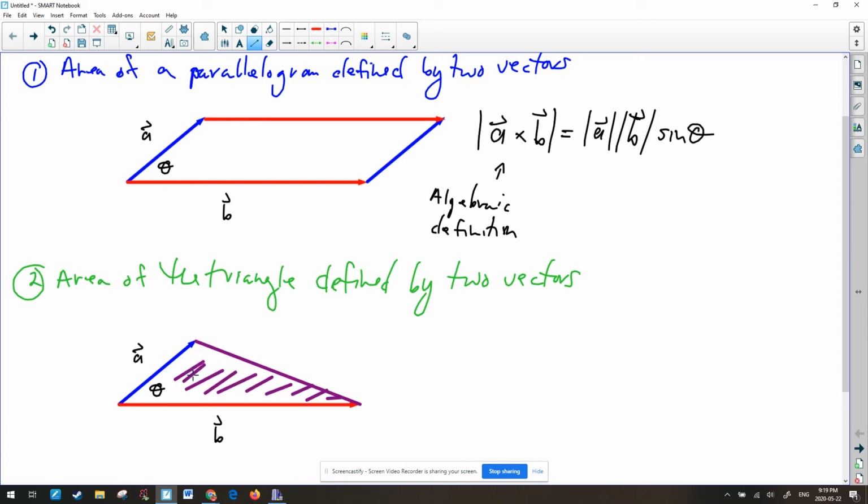There it is there. Well, it probably doesn't take you long to come up with a theory of how we could do that. Certainly it's only half as big as the parallelogram. So it is the magnitude of A crossed with B, and then simply divided by 2. Boom, Bob's your uncle. There you go.